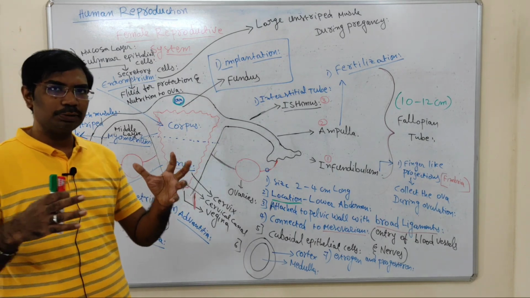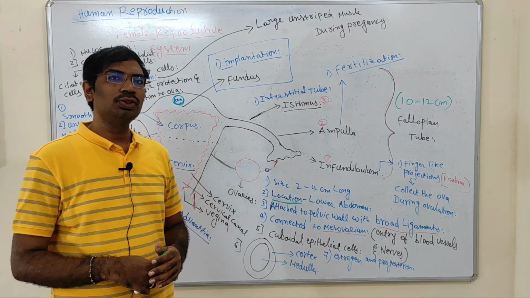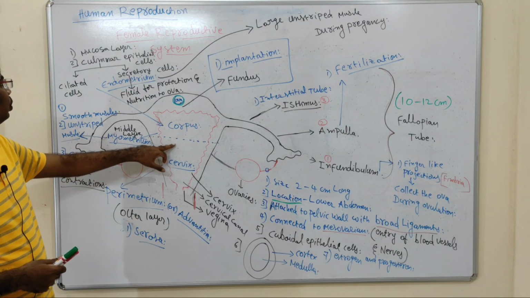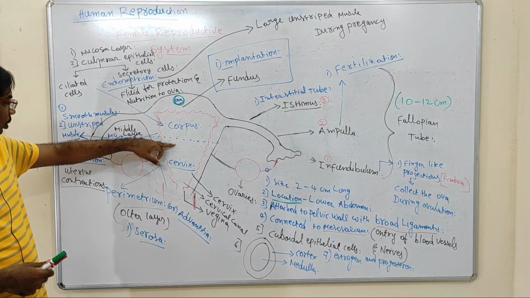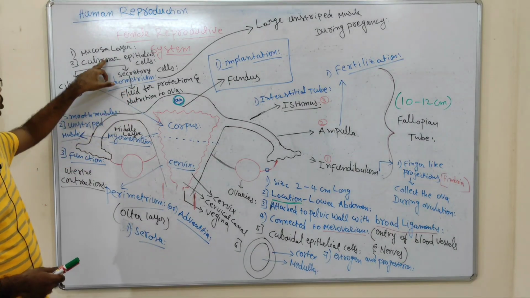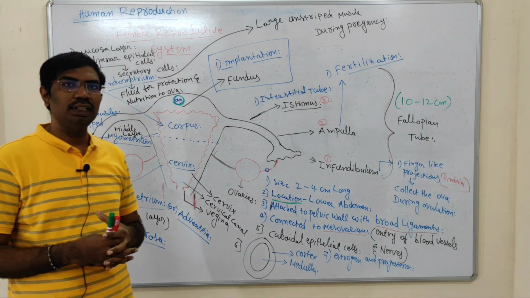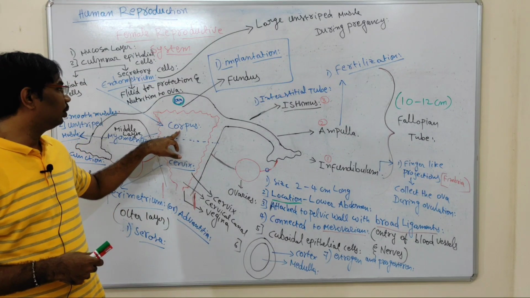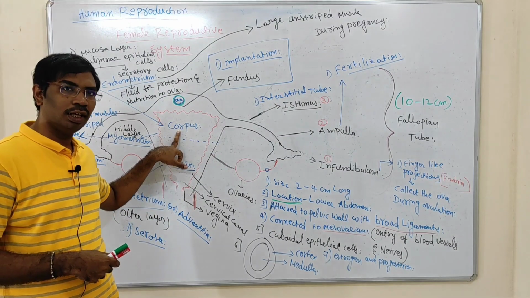How is the uterus present in the body? The uterus is supported by some ligaments. With the help of the ligaments, the uterus is connected to the pelvic wall.